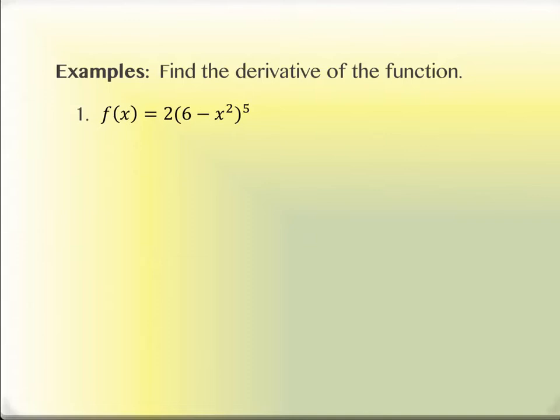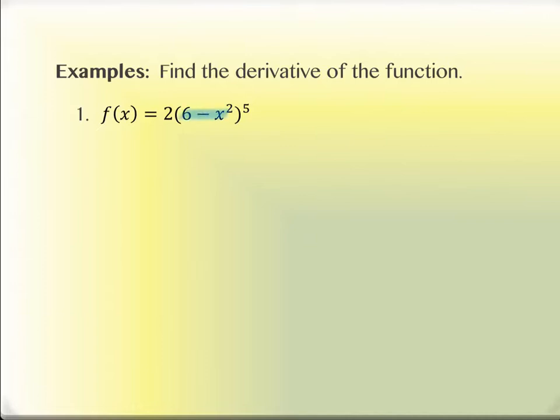So if you take a look at this one, you could use algebra and avoid the chain rule. What would you have to do? You'd have to actually multiply what's inside the parentheses by itself 5 times. Probably not your best friend in terms of doing something efficiently. I don't want to multiply 6 minus x squared out 5 times, do you? No. So the chain rule actually works out very nicely here so that we don't have to do that much work.